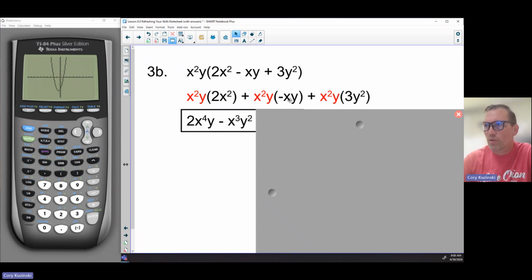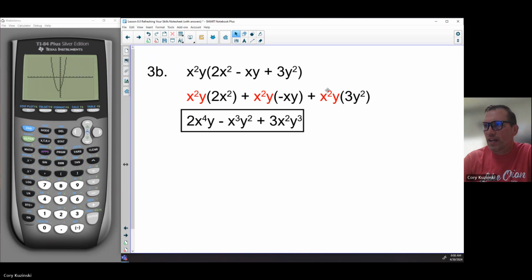Let's go again. We've got x squared times negative x, which is negative x cubed, since a positive times a negative is a negative. x squared times x is x cubed. y times y is y squared. And our third product, you've got 1 times 3, which is 3. x squared times, there's no x over there, so it's just x squared, and y times y squared is y cubed. And that's our new expression. Now I can't put these into the calculator because I've got multiple variables.